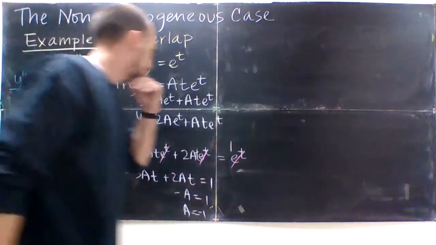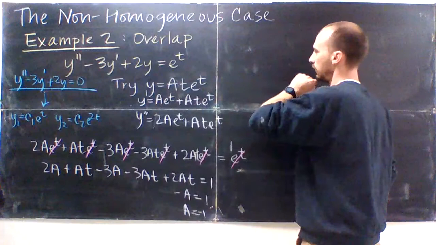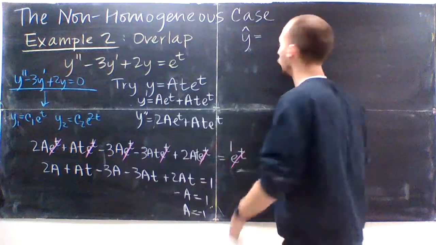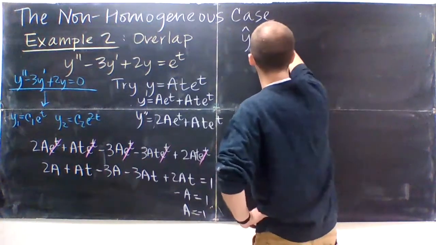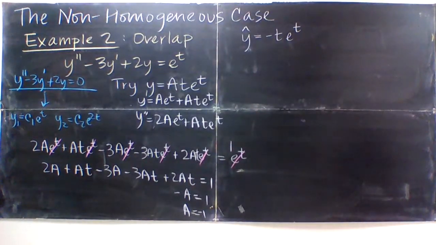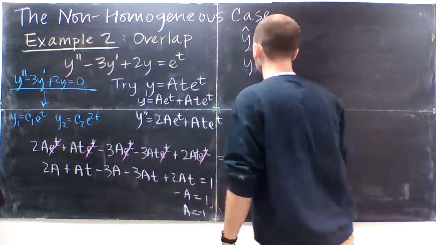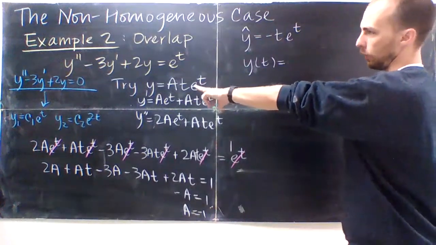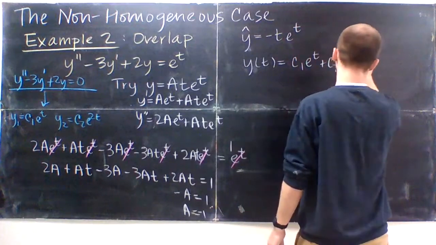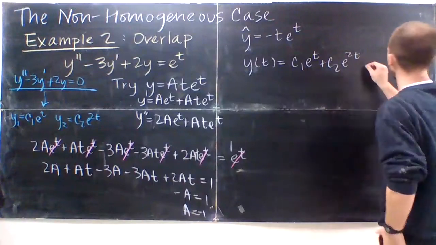Right? And so my particular solution is going to be y equals negative t e to the t, which is what I had called y hat earlier. So y hat is going to be negative t e to the t. And so my general solution is going to be y of t equals, well, it's the homogeneous solution, c1 e to the t, plus c2 e to the 2t, plus this negative t e to the t. It's a particular solution.